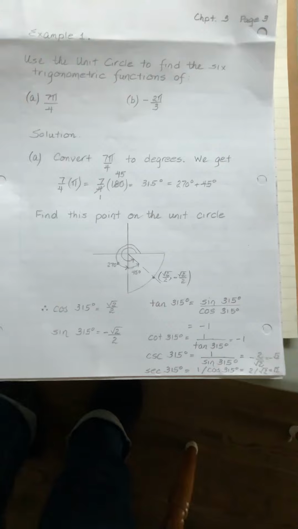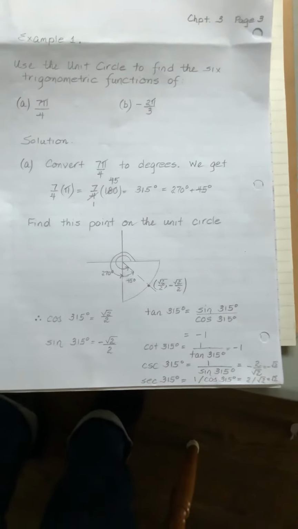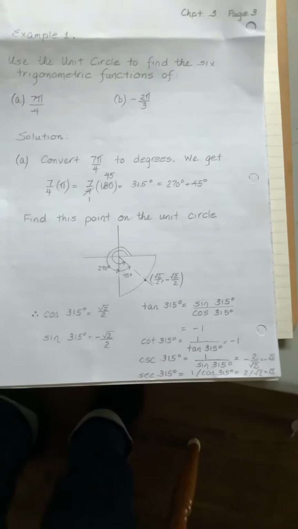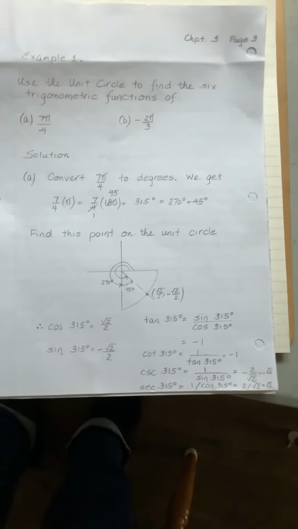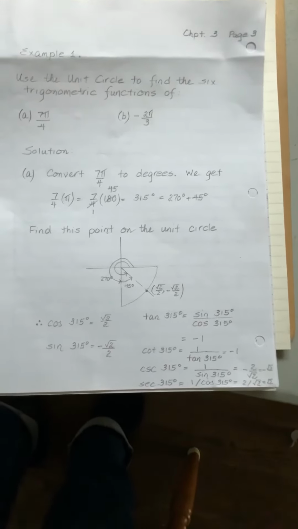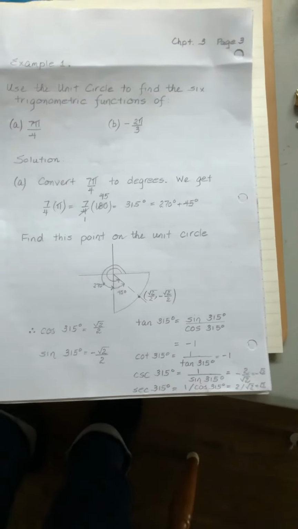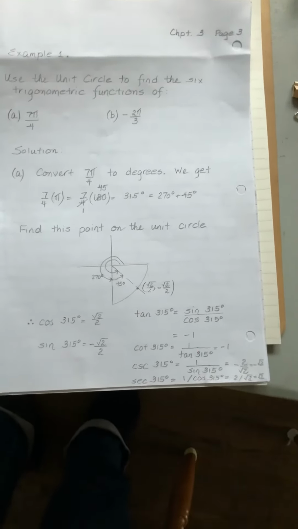So the cos of the angle 315 is going to be the x-coordinate, and that's root 2 over 2. The y-coordinate is going to be the sine, and that's minus root 2 over 2.